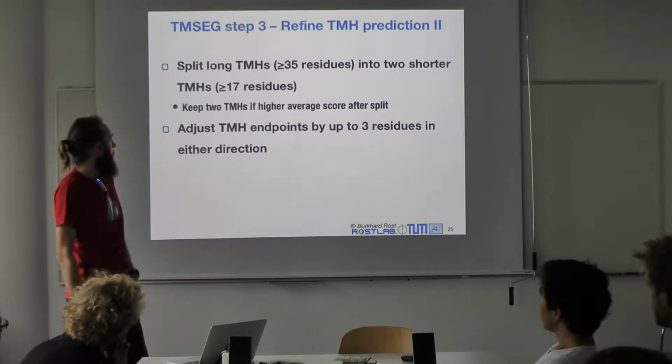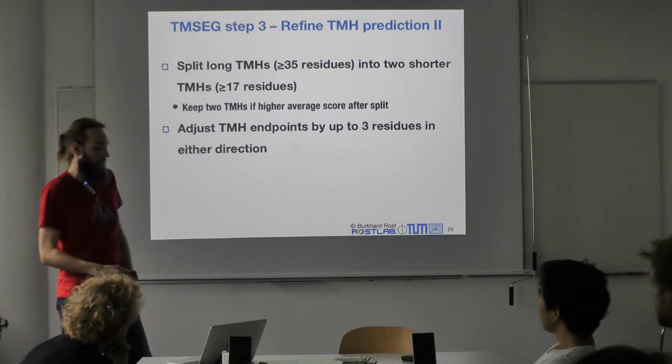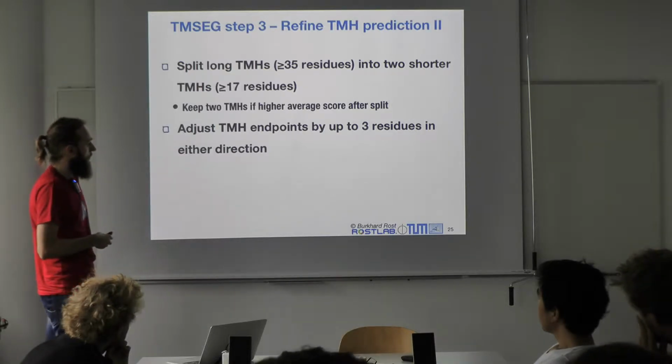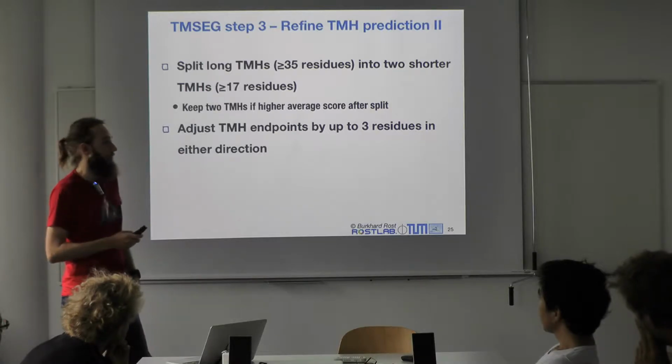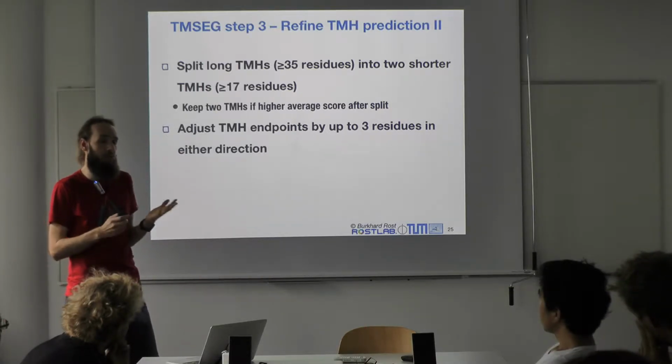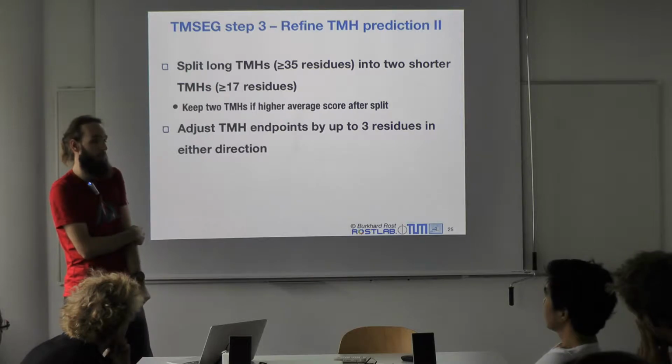What we also then do is looking at very long helices. So a helix that's longer than 35 residues is being checked if splitting it up into 2 that have 17 residues would improve the score.